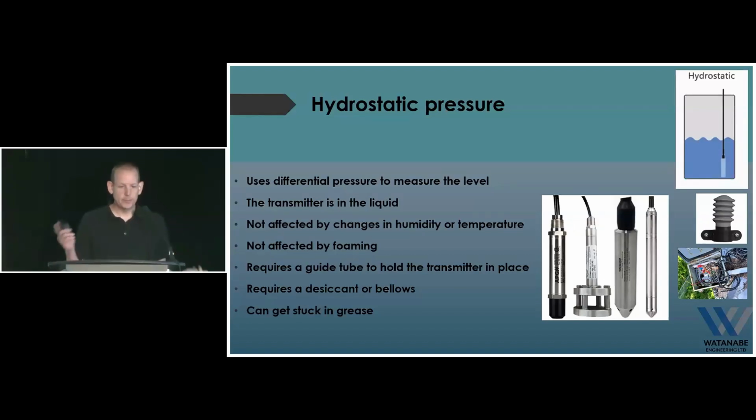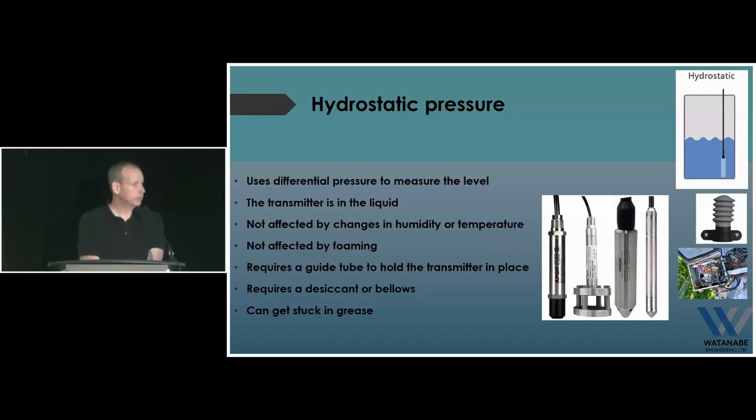And the reason we have to measure differential pressure is because if atmospheric pressure rises, we get a change in our level otherwise. So we're measuring differential pressure. And on the hydrostatic one, there's a very, very tiny tube that runs up the inside of the cable and comes out at the top.